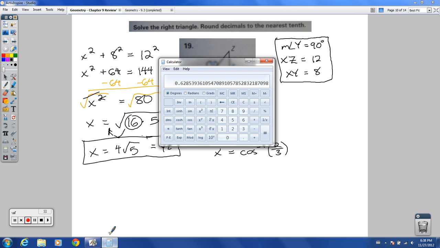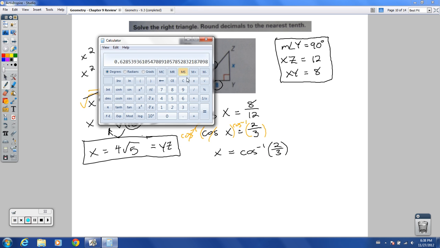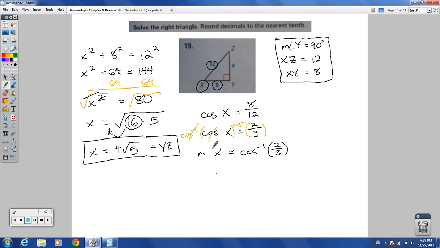Take your calculator out at that point. Type in 2/3, that's 0.6 repeating. And you're going to take the inverse cosine of that value and get 48.18. And so I'm rounding the decimals to the nearest tenth. It says we have that this is now the measure of x. I'm not just saying x itself because x is right there, but the measure of angle x is approximately 48.2.